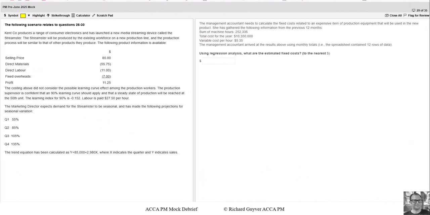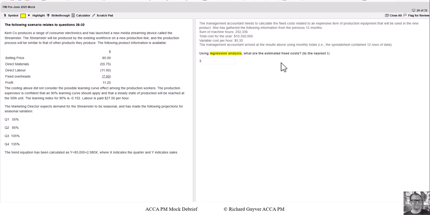In question 29, using regression analysis, what are the estimated fixed costs to the nearest dollar? The management accountant needs to calculate fixed costs related to an expensive item of production equipment that will be used in the new product. She's gathered the following information from the previous 12 months. Got the sum of machine hours, total cost for the year, variable cost per hour. The management accountant arrived at the results above using monthly totals, i.e. the spreadsheet contained 12 rows of data. We need to use regression analysis and work out the estimated fixed costs.